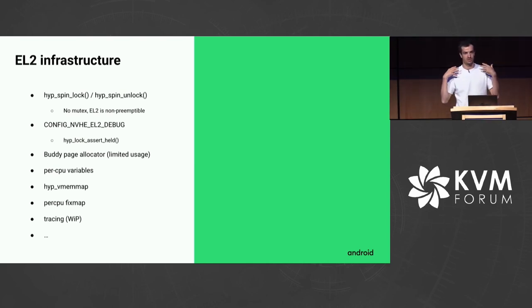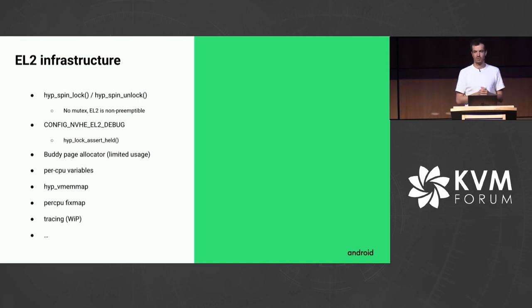we've been adding infrastructure to the hypervisor to try and make our life a little bit easier. Most of the things that we've added are concepts borrowed from the kernel. The idea is that if you're a kernel hacker, you should somewhat feel at home when you're working with the EL2 layer. So we have spin locks. We don't have mutexes because the hypervisor is completely non-preemptible. That's a hard constraint. We have debug features, which allow us to assert that certain locks are held in certain places. We have a page allocator.